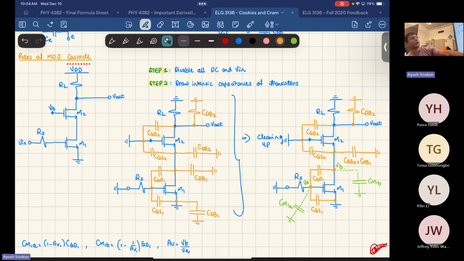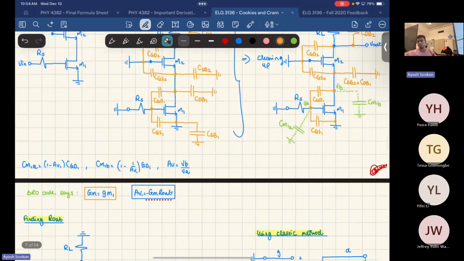Yeah. So I started combining stuff. I call it cleaning up. I started combining some stuff. And then the green is what I'm starting to do. Now I'm starting to do the Miller stuff. So CGD1, I'm going to try to find CM1A and then CM1B to just get rid of that. And this is the equation for CM1A, and it's the equation for CM1B, where AV1 is VB over VA. So this is the capacitor here. This is the voltage at the two points. So I just need to find that ratio.